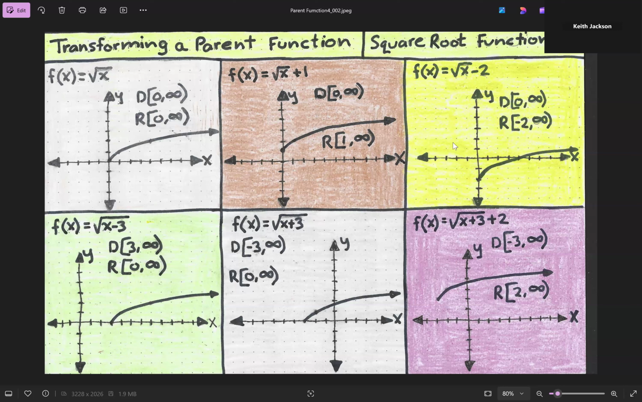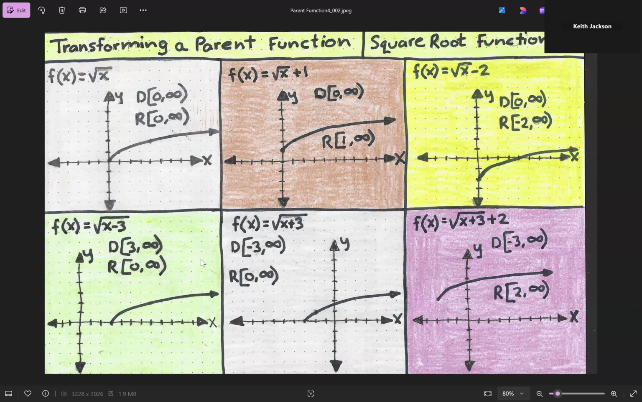Now let's transform it further, in which we have f(x) = √x − 2. We're just going to move down the y-axis to negative 2. As you see right here, that means our domain will start from 0 and go to positive infinity, while our range will start from negative 2 and go to positive infinity.